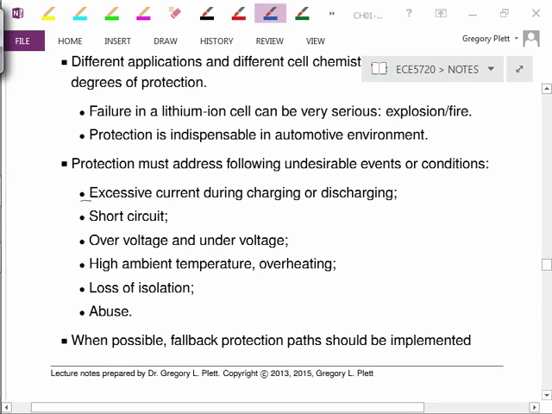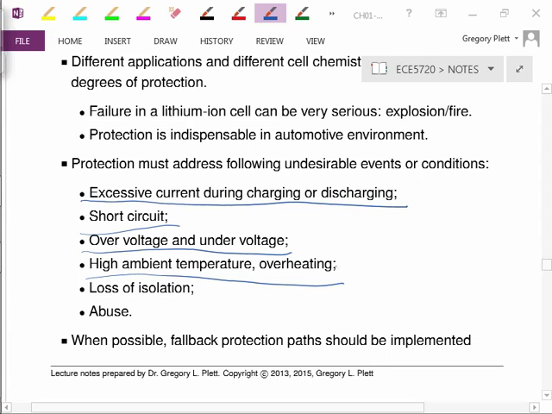What happens if there is more current than I designed for during charging and discharging? What happens if I detect a short circuit in one of my cells because my cell has failed for some reason? What should I do if there's an overvoltage or an undervoltage situation? What should I do if the temperature is higher than I would like for operating, or the temperature that I develop over time gets too hot? What should I do? The last section we looked at isolation resistance if isolation is broken.